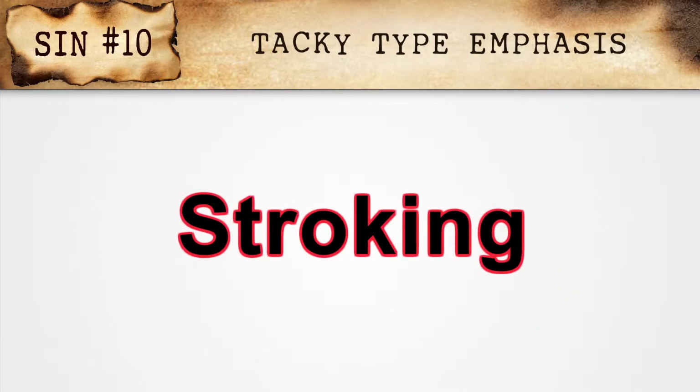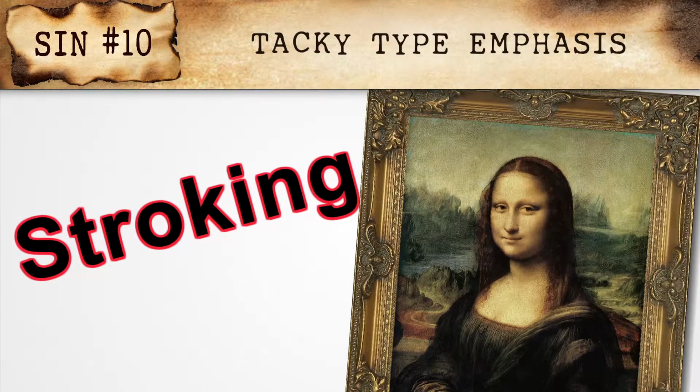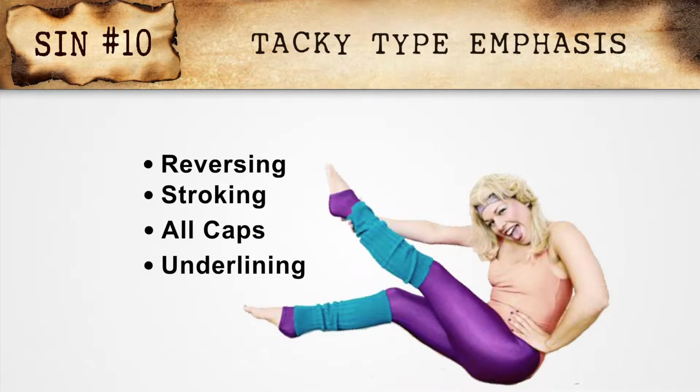Stroking. Amateurs add strokes to their type characters because they can, or because they think it makes an important word stand out. In truth, it distorts the typeface proportions and obscures original hairline strokes. It's like outlining the Mona Lisa with a big fat whiteboard marker. There are probably better ways to get people's attention.